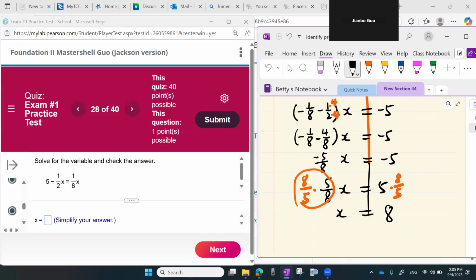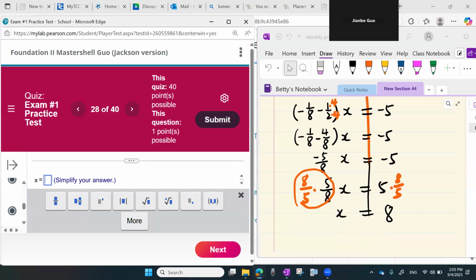We can totally check the result. It's always good to check. If we plug in 8 on the right, we have 1. If we plug in 8 on the left, then half of 8 is 4. So 5 minus 4 is 1 as well. So yes, we are very sure 8 is the correct answer.